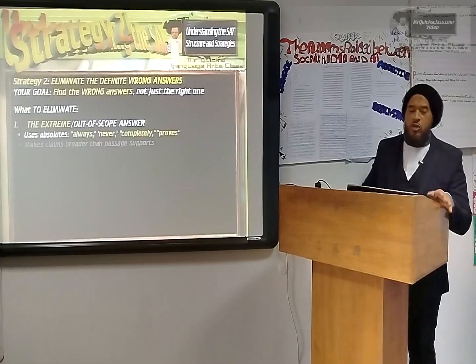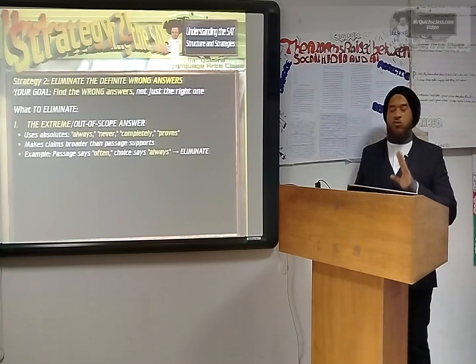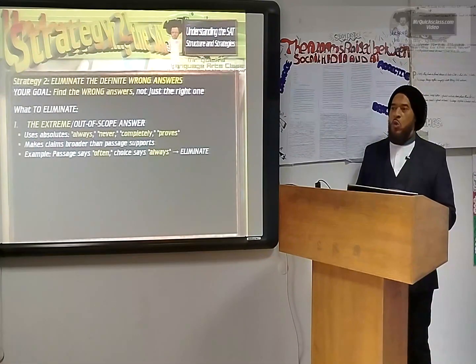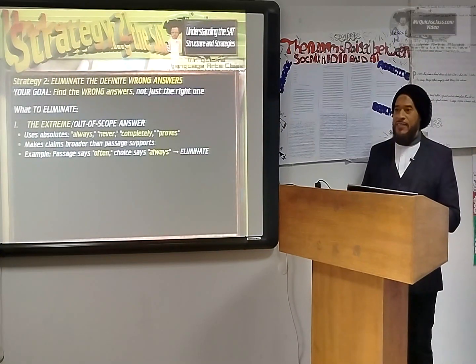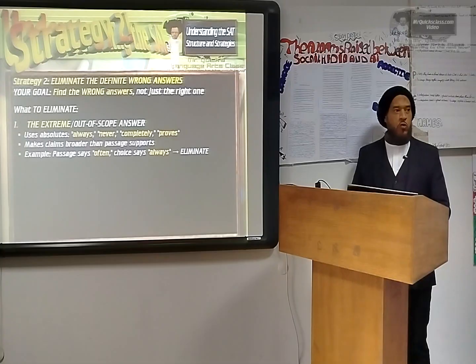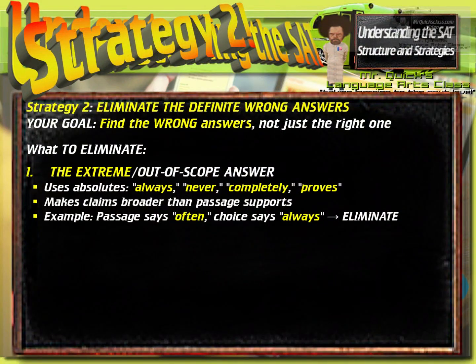And the first thing that you're looking for is that extreme answer choice. The one that has absolute words like always and never, proves, and so forth and so on. Anytime you see one of those words in the answer choice, don't even finish reading it. Just mark it as eliminated, because that is definitely not going to be one of the answer choices.